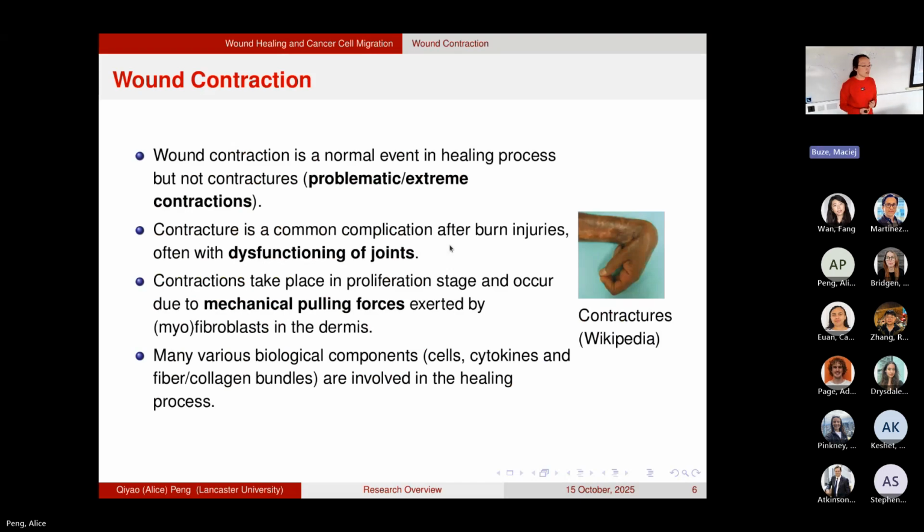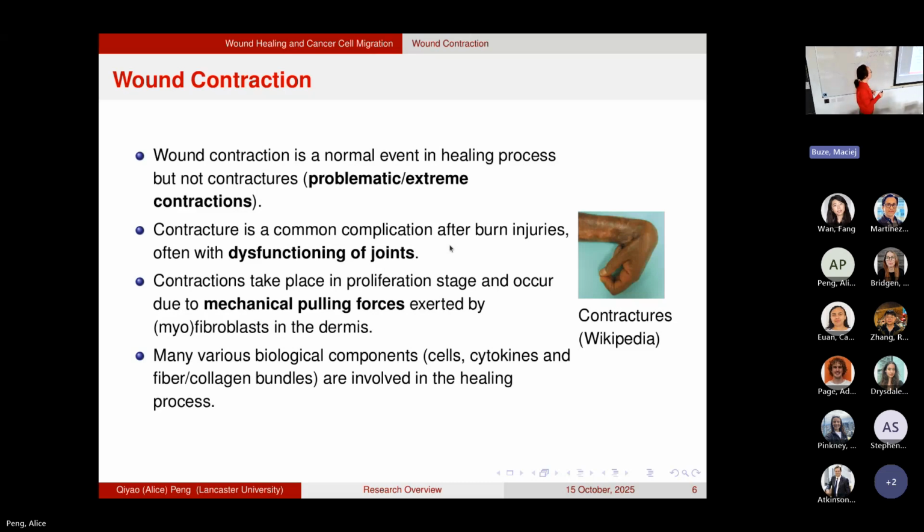My entire research started with burn injuries. During the wound healing process, wound contraction is actually a normal process that happens in every wound. But if this contraction becomes extreme or excessive, it causes a very common complication after burn injuries called contractures. Contractures often come with dysfunction of the joints. For instance, like the wrist of this patient, because the skin sticks together, the patient may not be able to use his or her wrist anymore for the rest of their life.